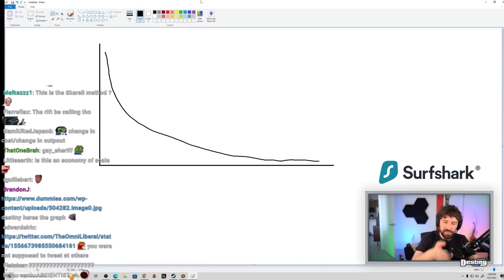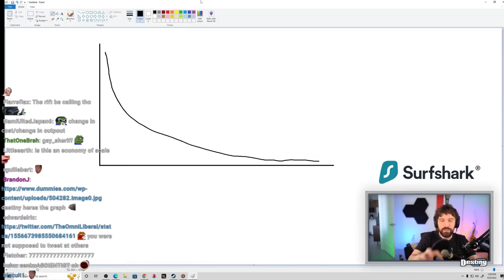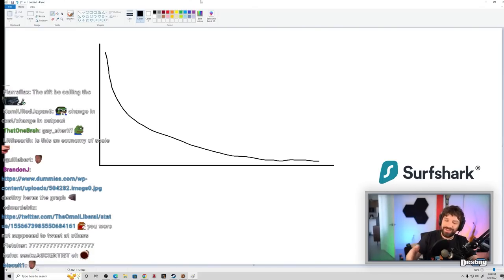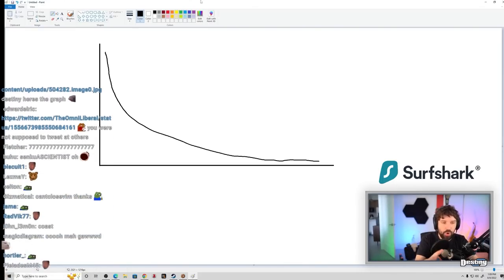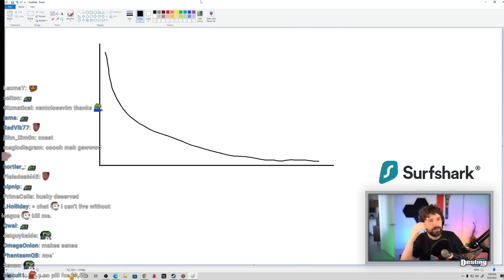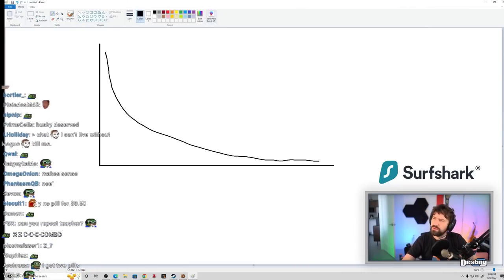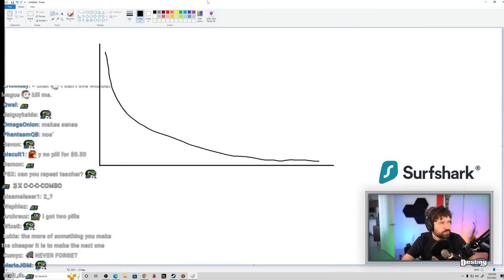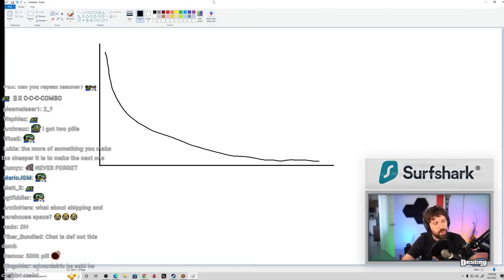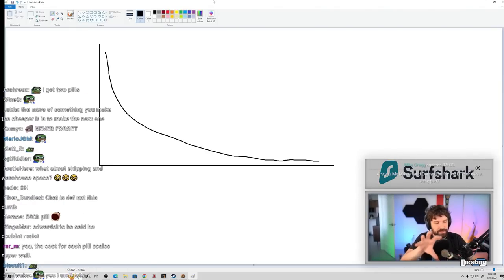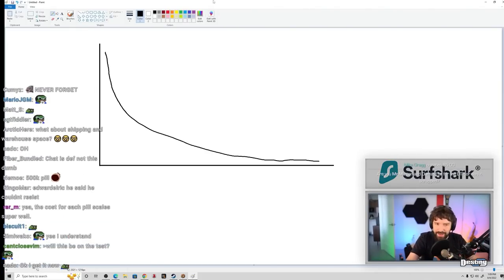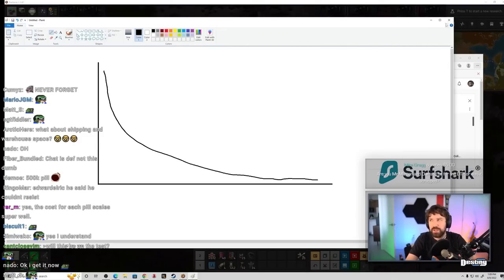The marginal cost, meaning the cost to make the next pill, is very low when it comes to pharmaceuticals, but the initial capital investment, the initial R&D, research and development, is very, very high. So when you say it only costs a dollar or two to make a pill, you're technically correct, but really you're missing the point. You don't understand the marginal cost and the difference between the initial investment and the cost to make the next product.